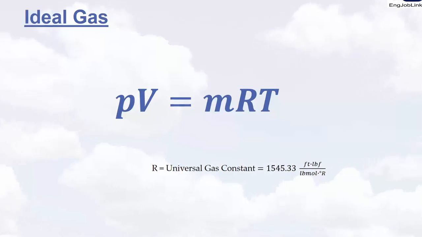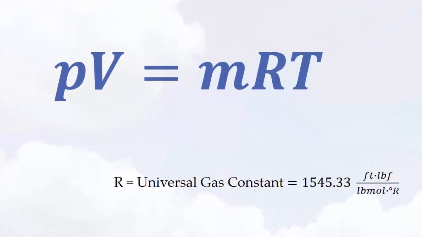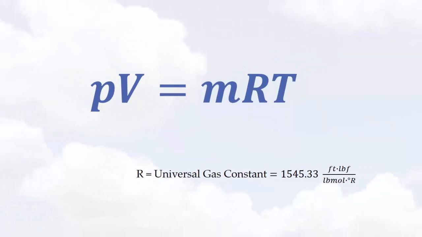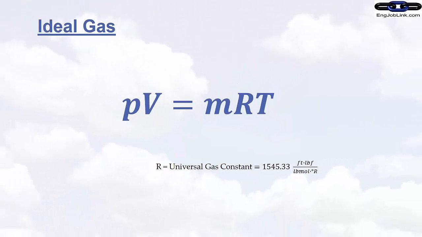PV equals MRT. P is for pressure, V volume, M mass, R is the universal gas constant, and T is temperature. Now temperatures that are used in the ideal gas equation are going to be on an absolute scale. So in here we'll be using Kelvin or Rankine.